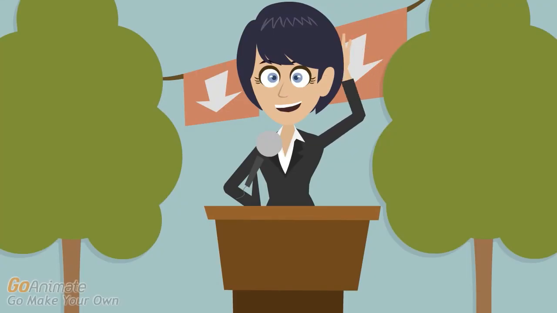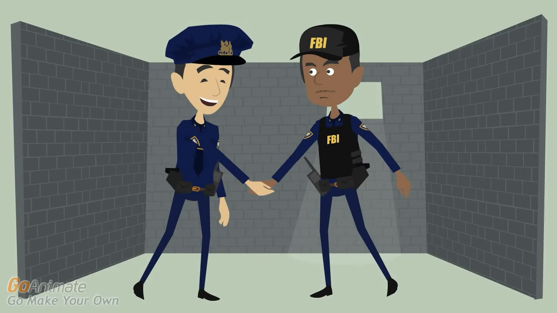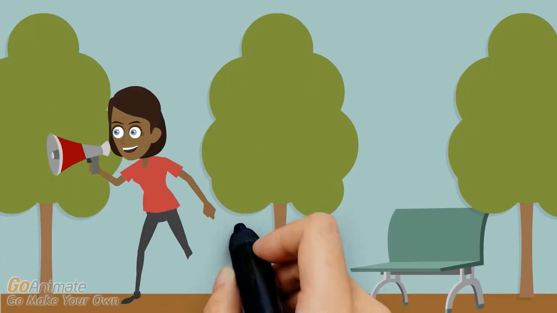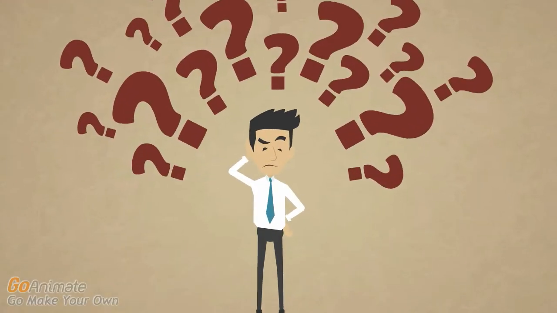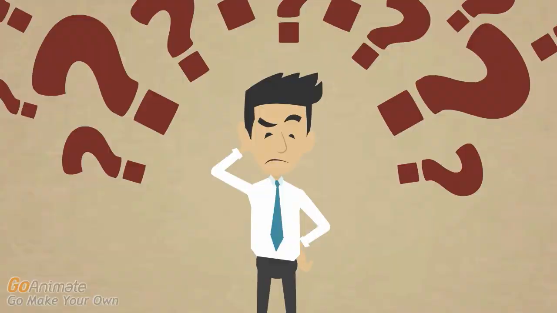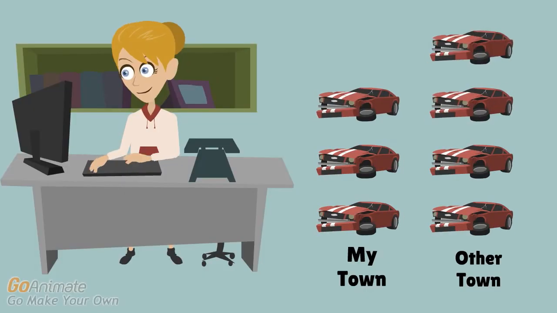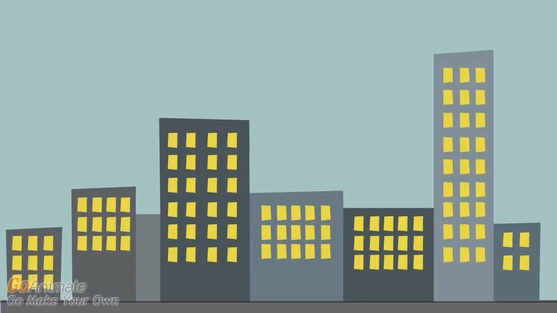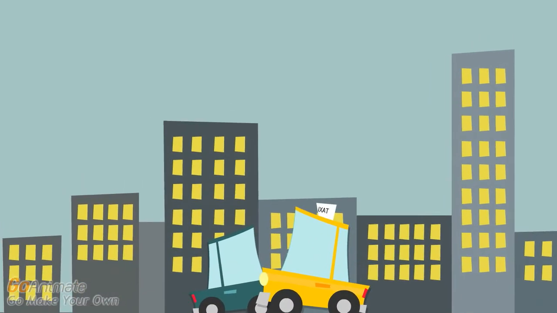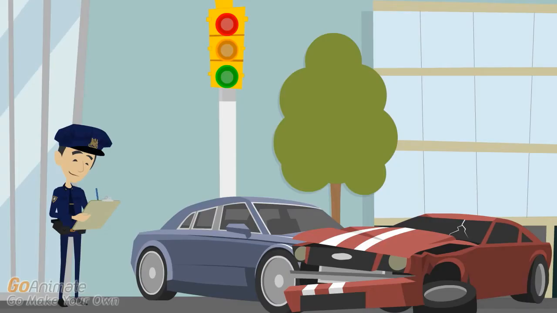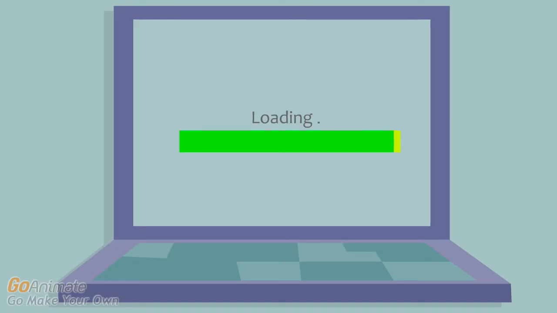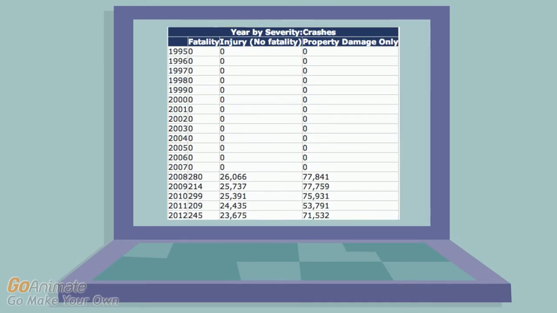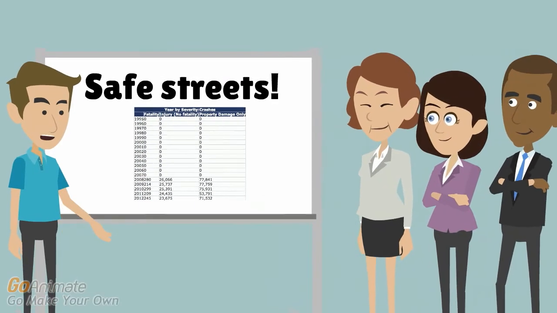The repository can be searched by town officials, law enforcement, and concerned citizens who want to improve safety in their town. They can search for answers to questions like, how many crashes are in my town? More than in others? Or, what type of crash in my town is most deadly? Ones involving cars or pedestrians? All of the information you are searching for pops right up on your computer screen in a table, ready for you to use.